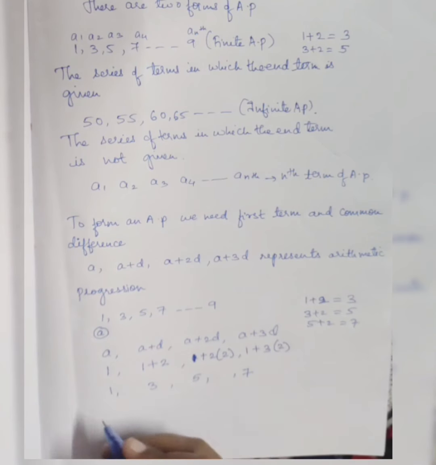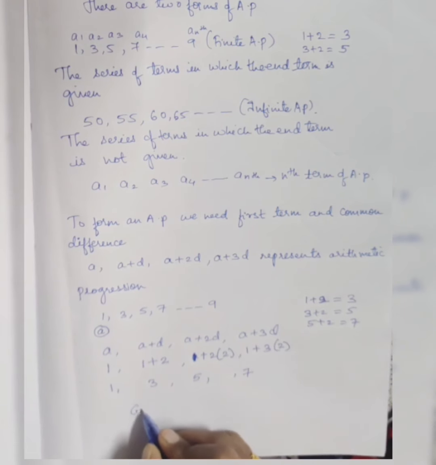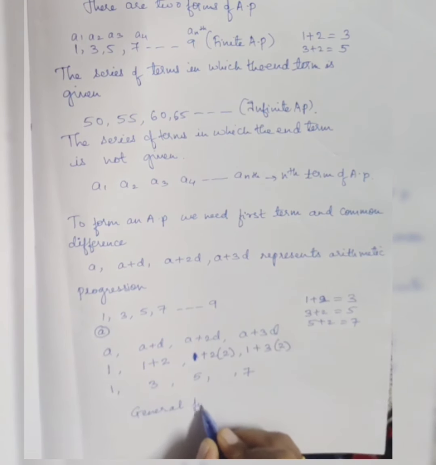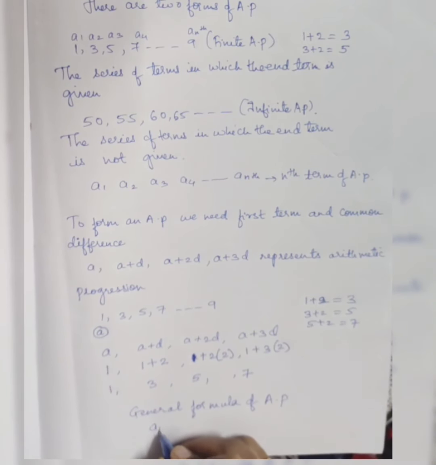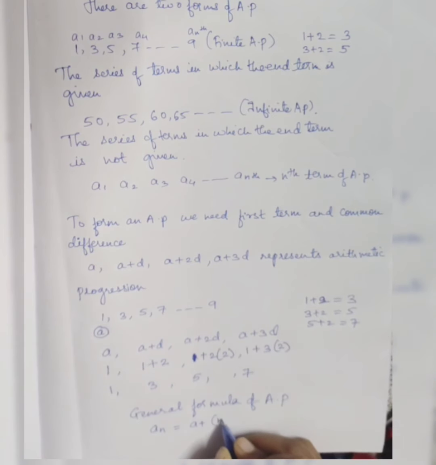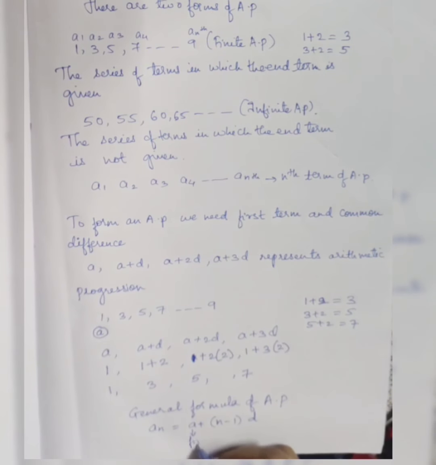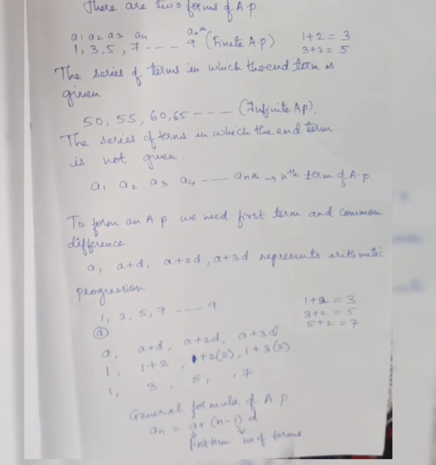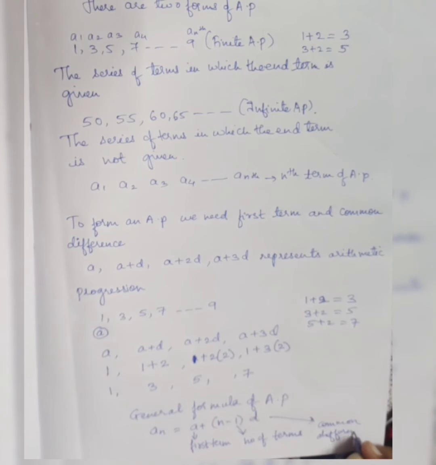Now next is, what will be the general formula of AP? The general formula of AP is AN equals A plus N minus 1 into D. Where A is, I have already told, the first term. N minus 1 is the number of terms you are taking. And D is, as usual, the common difference.